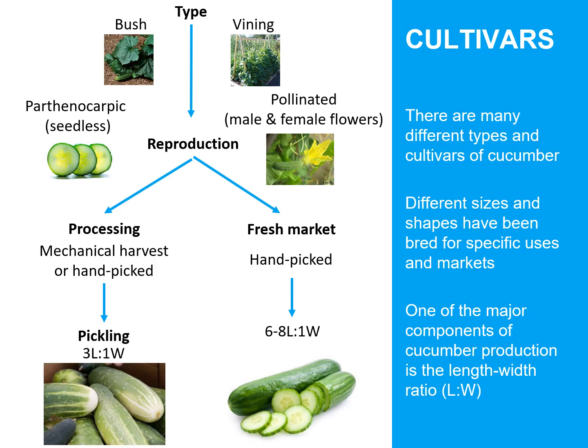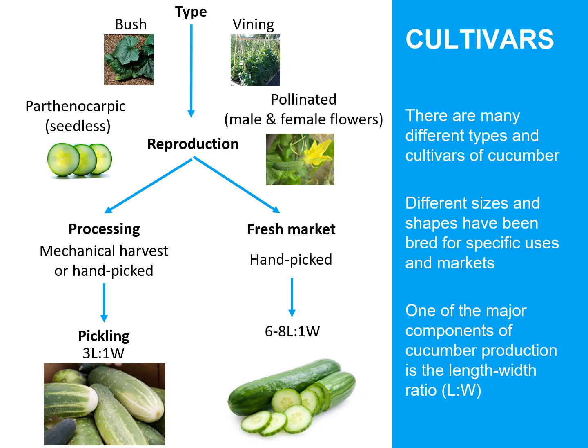parthenocarpic. So there are some cultivars which are seedless, whereas other cultivars require pollination, and cucumber plants, as we'll look at in other members of this family of plants, have what's called monoecious flowering, so they have both male and female flowers. So pollination is very important for the production of these crops.